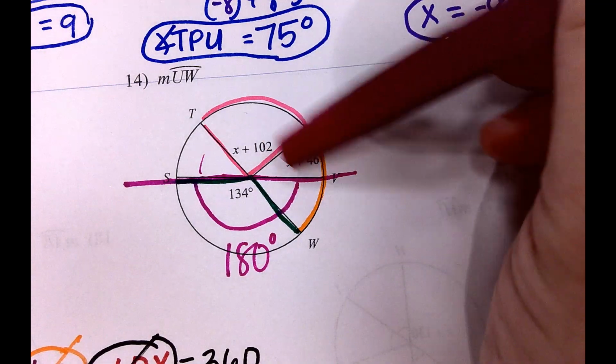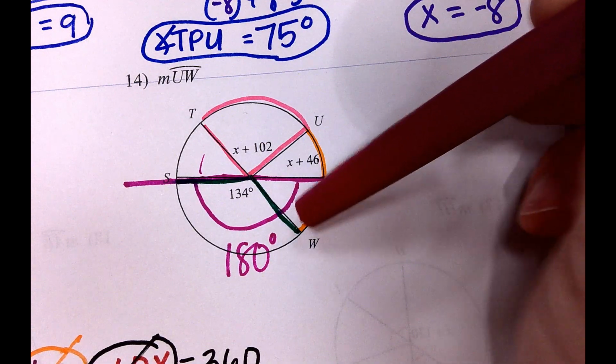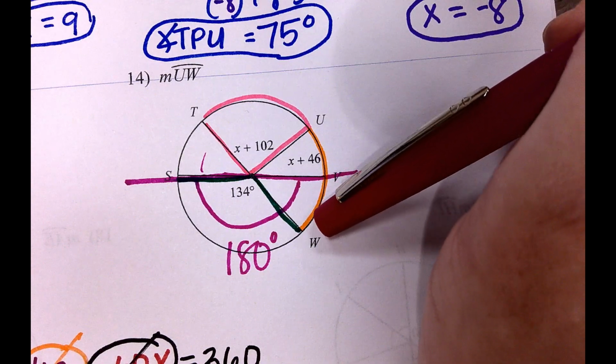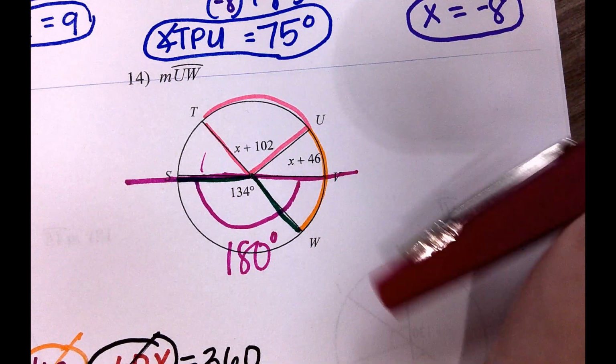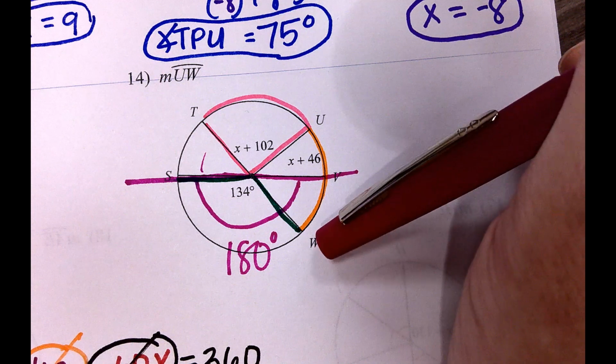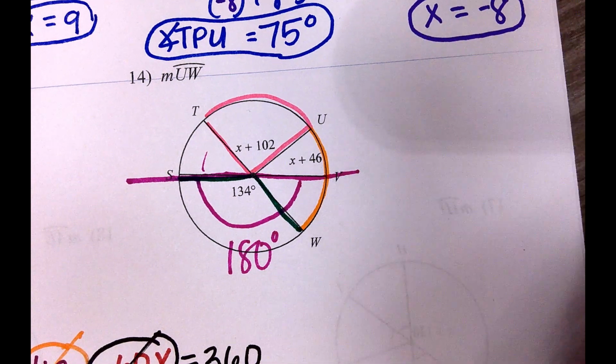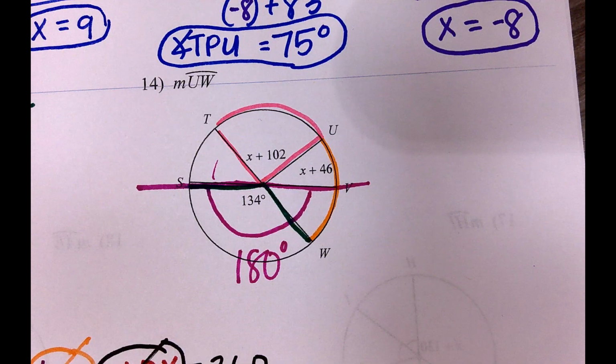Well, the other one, but you don't know that. We don't know this one. I don't really have a variable for it, so I can't do that yet, can I? Can I solve for this one though? For VW? You can. 180 minus 134 is the whole.